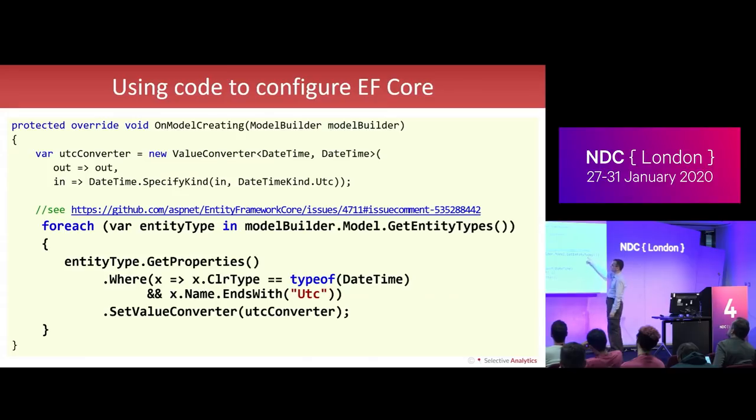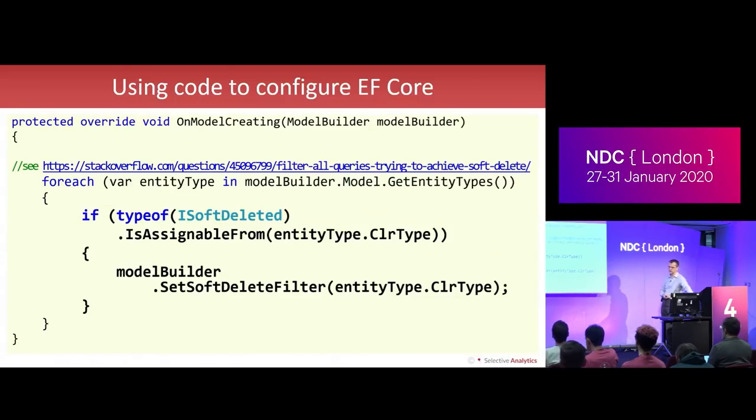Get entity type. That returns a bit of stuff about that class with some stuff from EF Core. Then I can get all the properties. You can see where I'm going here, don't you? So if it's a date time and it ends with UTC, make it UTC. I have a lot of things saying, you know, created at UTC, updated at UTC. I've got loads of them, and this will just pick all of them up. There are a number of ways you can do that. That's one of them.